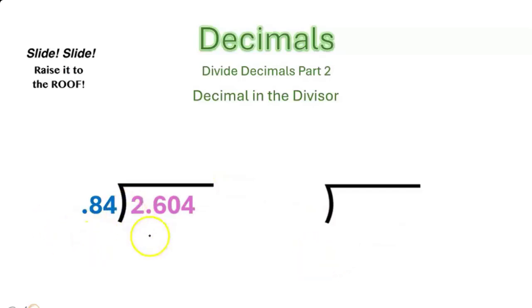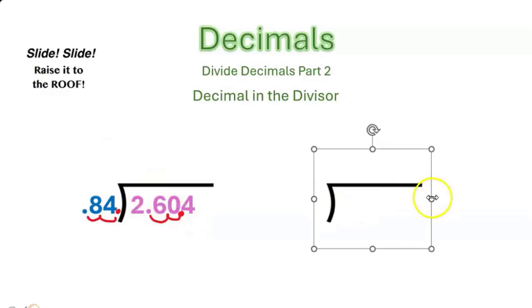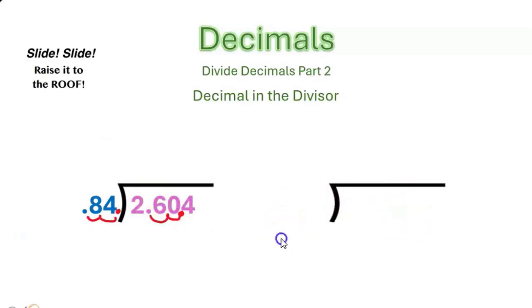In this one, we notice that there are 2 decimal places in the divisor. And let me use red here. We have to slide to get it over to the doorknob. So in the dividend, we have to slide it twice, just like we did in the divisor. So now the decimal point is going to be between the 0 and the 4. And again, let's rewrite this so that we can divide it.